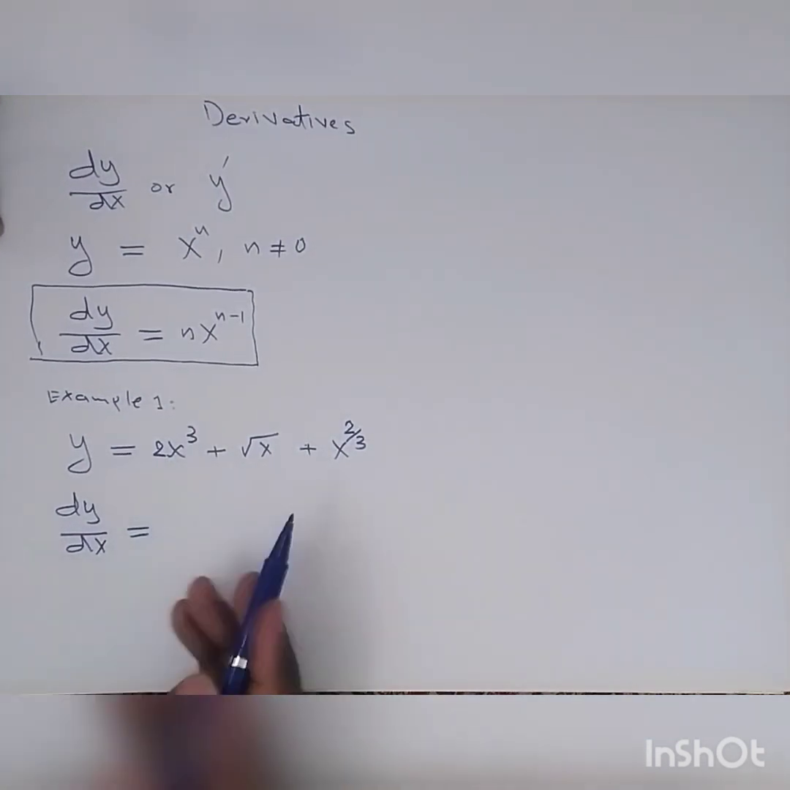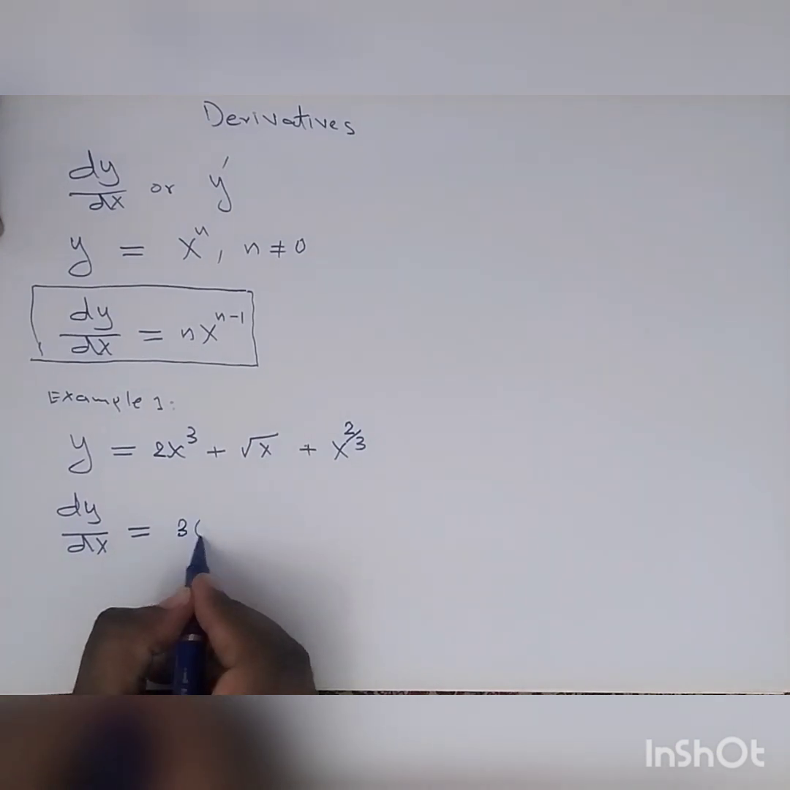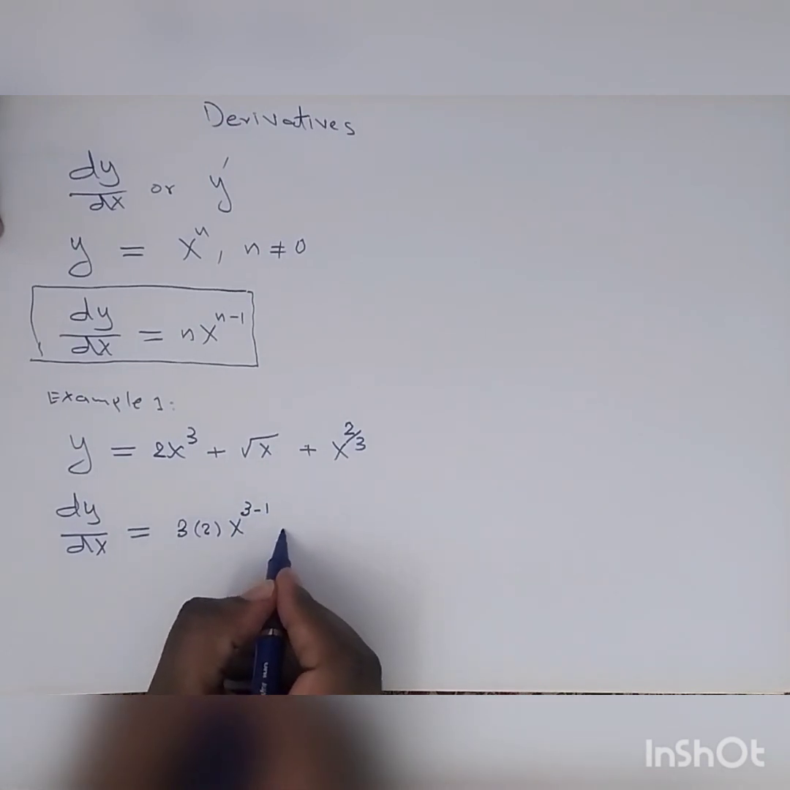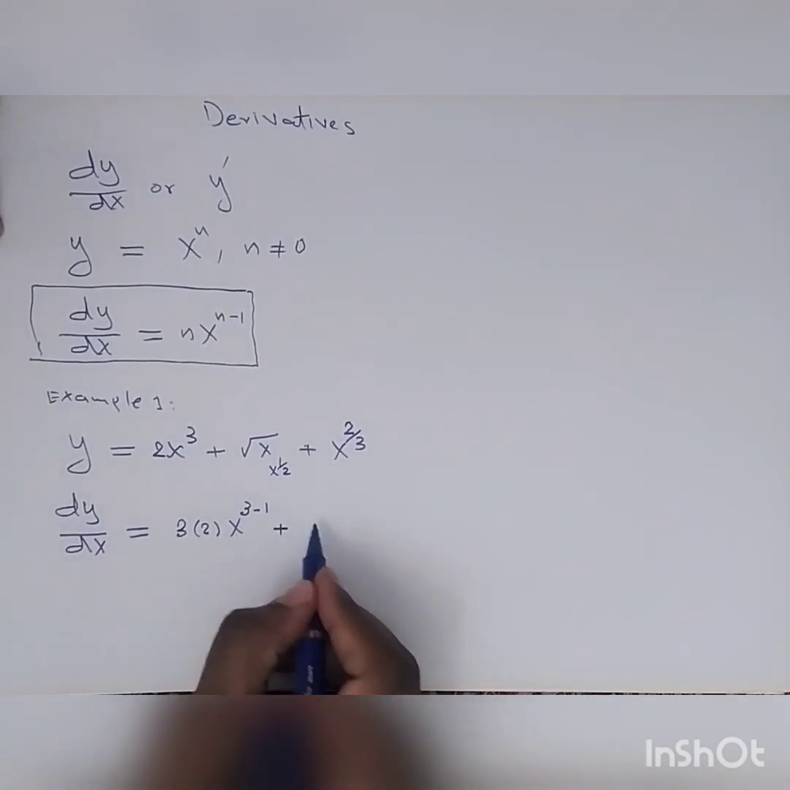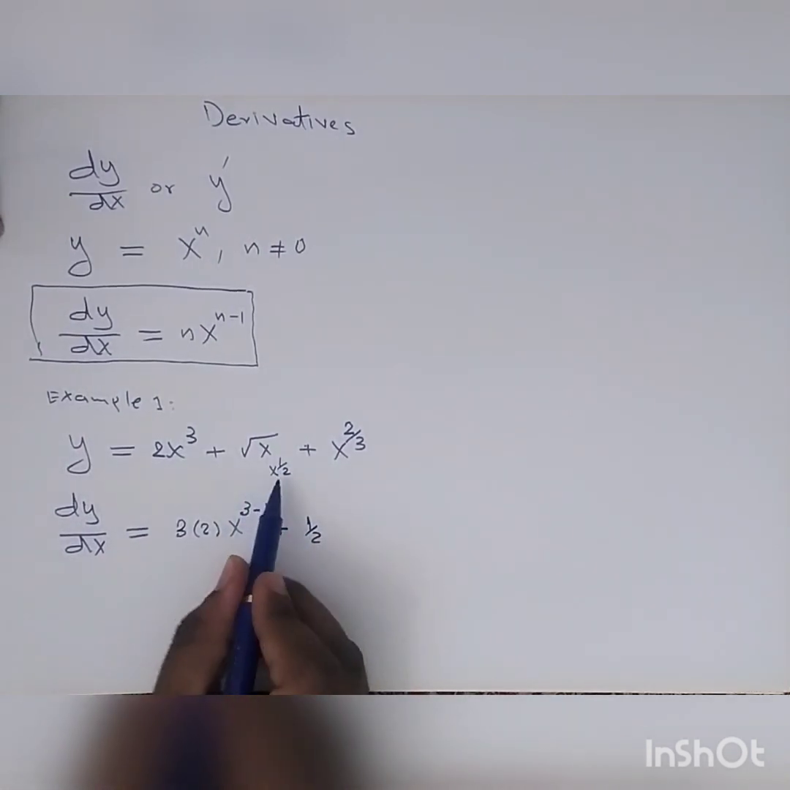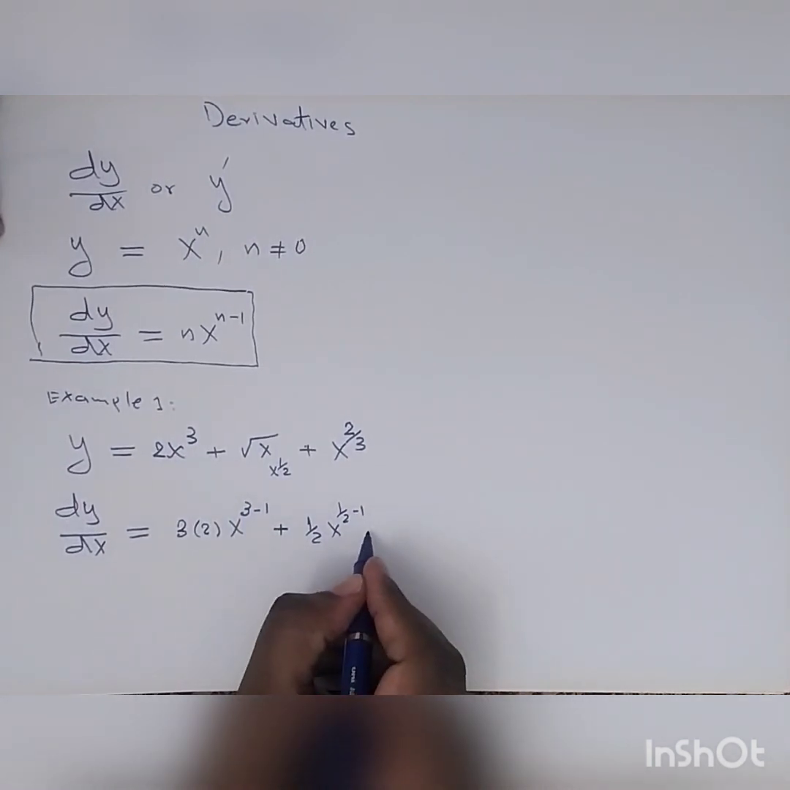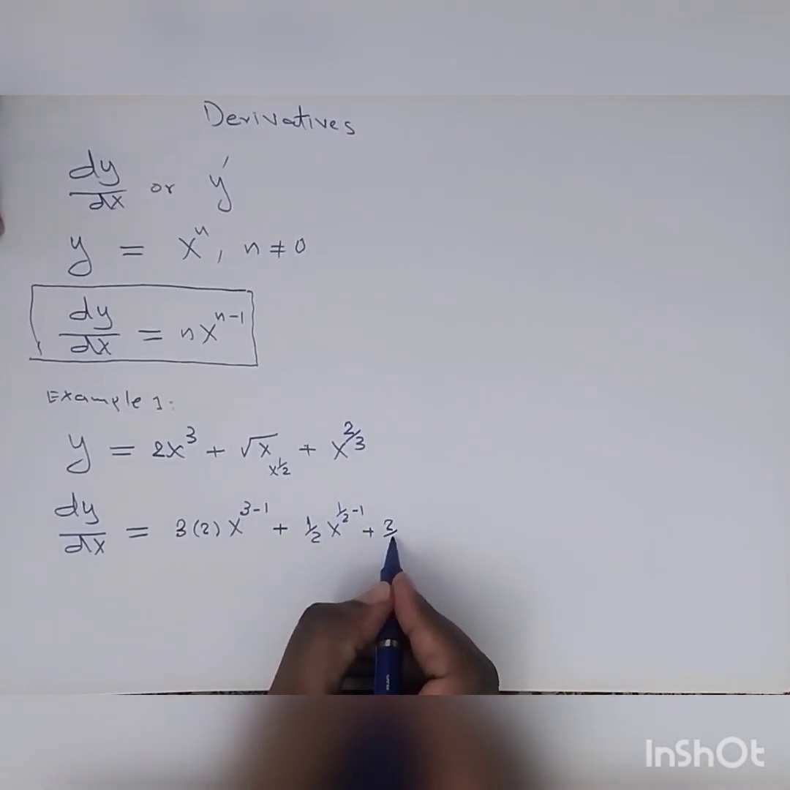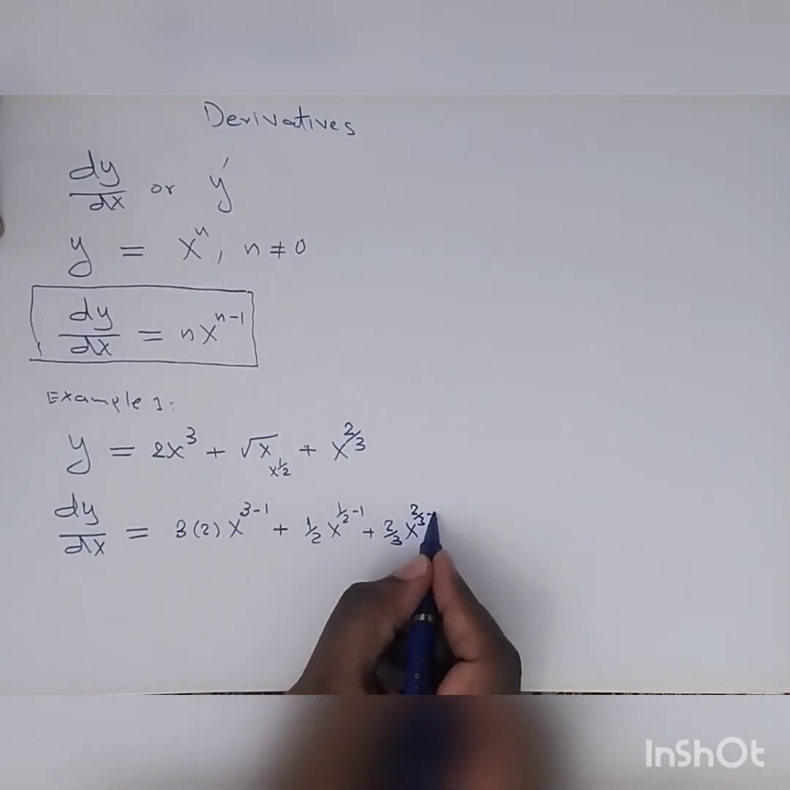We multiply 2 by 3, then we get 6. Or we can say, here we multiply the 3 by the 2, and then x to the power 3 minus 1. Then plus, here we have x to the power half, so we would have half. We multiply this by 1, x to the power half minus 1, and then plus again we multiply. Here the coefficient is 1, multiply 2 divided by 3, and then x to the power 2 divided by 3 minus 1.